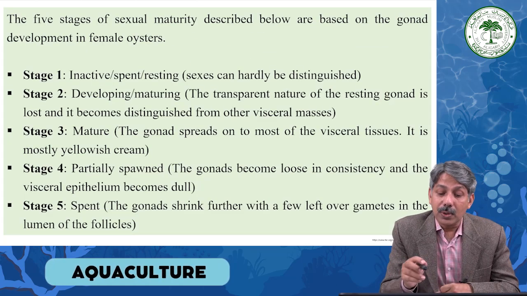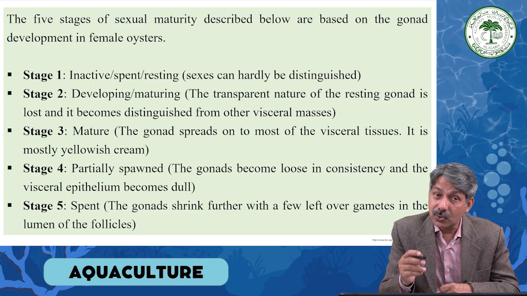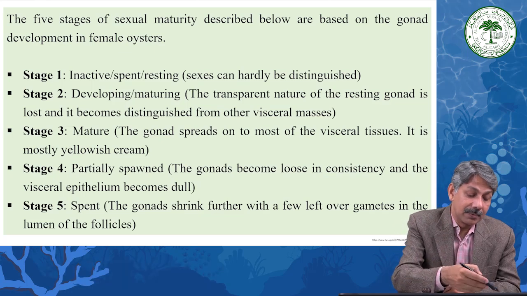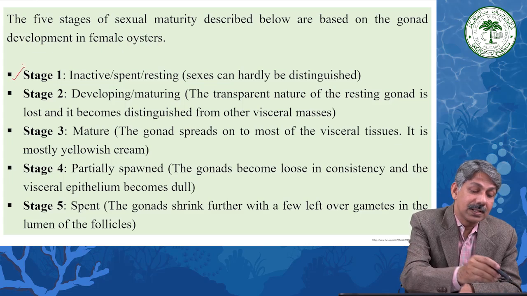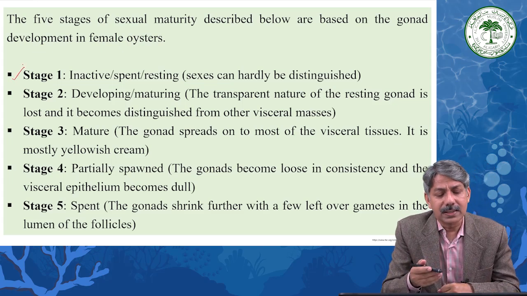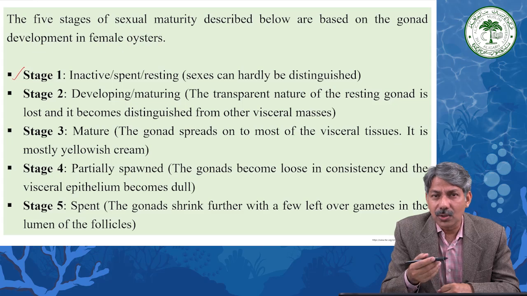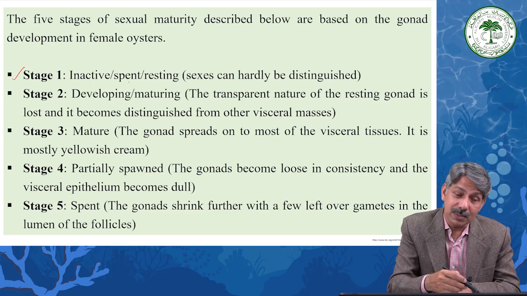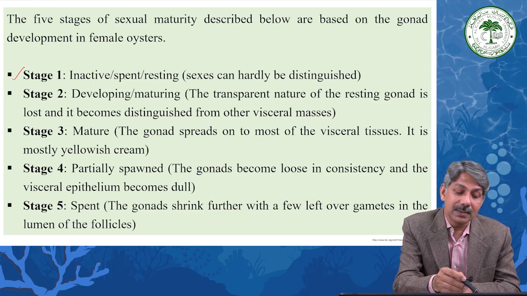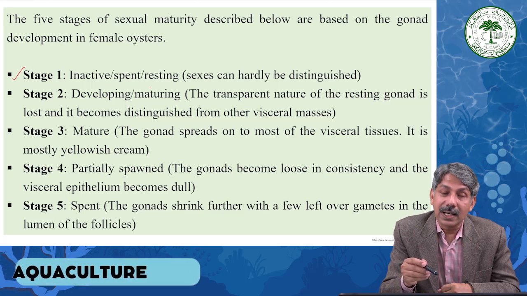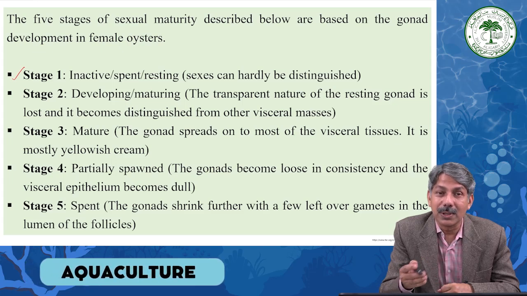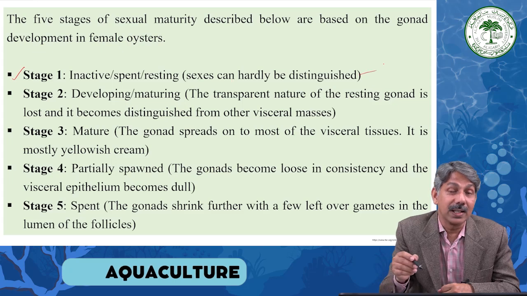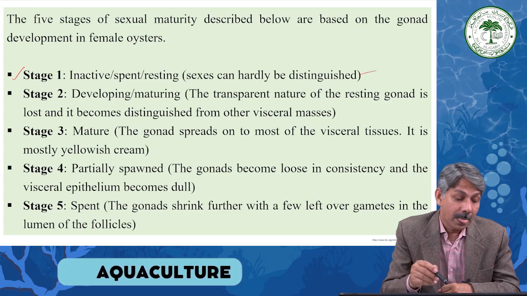The 5 stages of sexual maturity, which are noticed in case of Pinctada fucata, are given here in the following stages. Number 1 is stage 1. You can say that as inactive stage or resting stage or spent stage. Although the spent stage has been discussed separately, this stage is also considered as inactive, resting, or spent. That is very similar to the spent stage. Sexes can hardly be distinguished in this inactive stage.